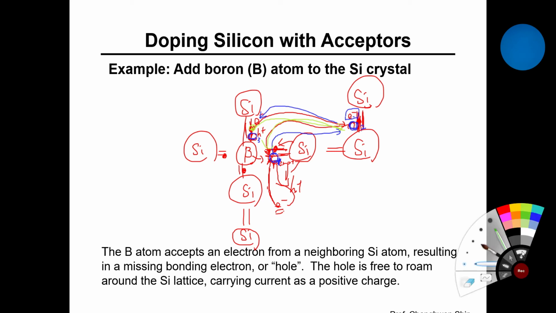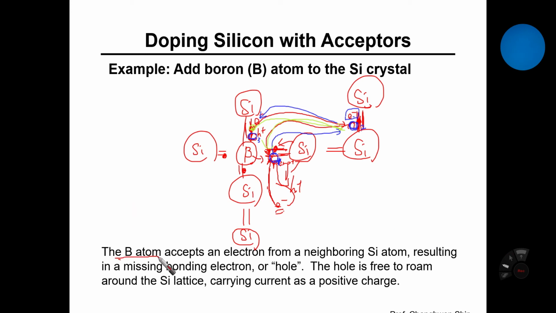as described here, the boron atom can accept a single electron from a neighboring silicon atom, right? This electron was originally participating in completing the covalent bond, resulting in a missing bonding electron, or hole. So the hole is free to roam around. It moves around the silicon crystalline material, carrying current as a positive charge.